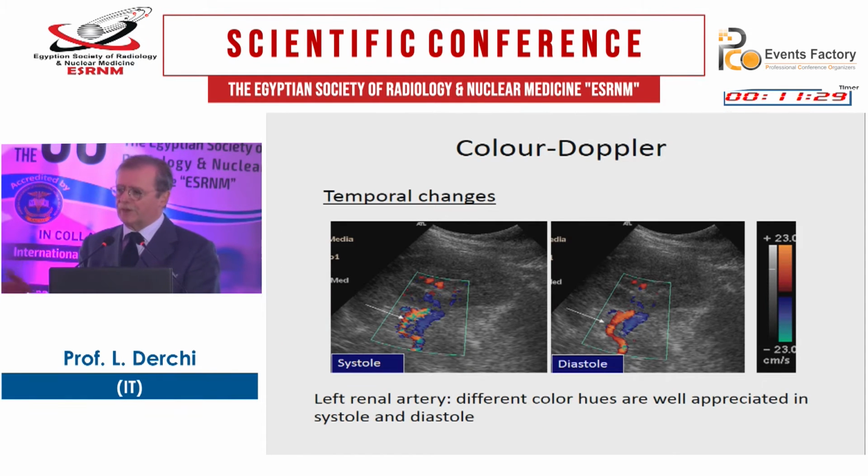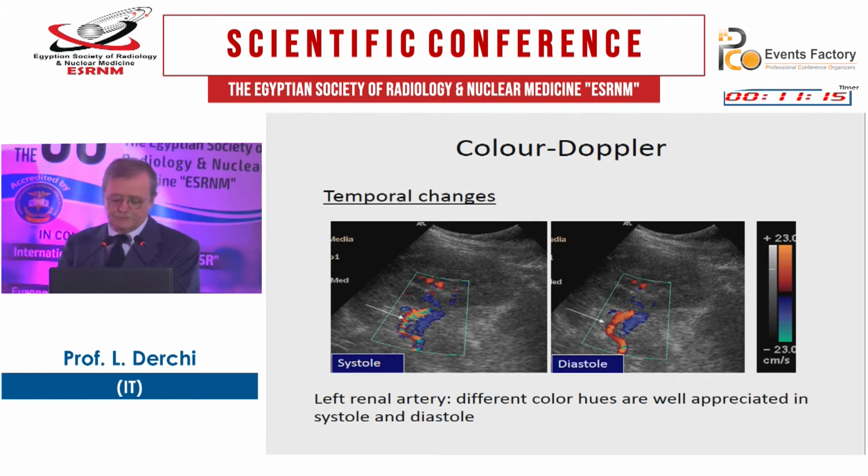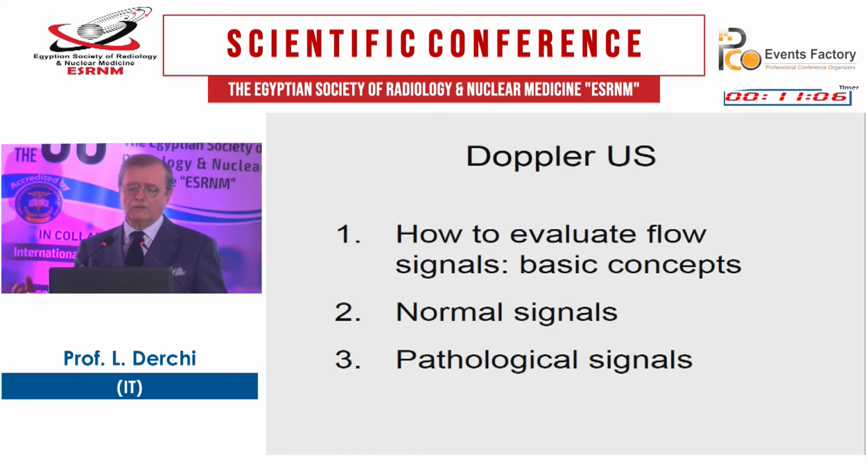And then temporal changes, the systole and diastole representation of the renal artery at the renal hilum. You see that the color hues are lighter in the systole because there is higher velocity and darker in diastole. So these are the physical basics of representation of what we see on Colour-Doppler and pulsed Echo-Doppler.